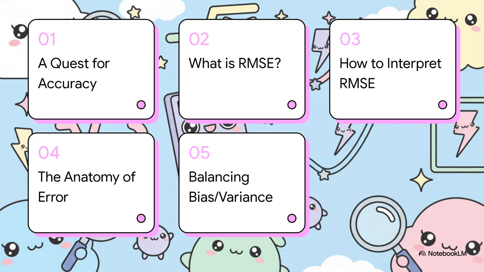We'll start with why we even need a single score for accuracy in the first place. Then, we'll define what RMSE is, and, more importantly, how to interpret it. After that, we're going to dissect the very nature of error itself, and finally, see how this all leads to that crucial balancing act between bias and variance.